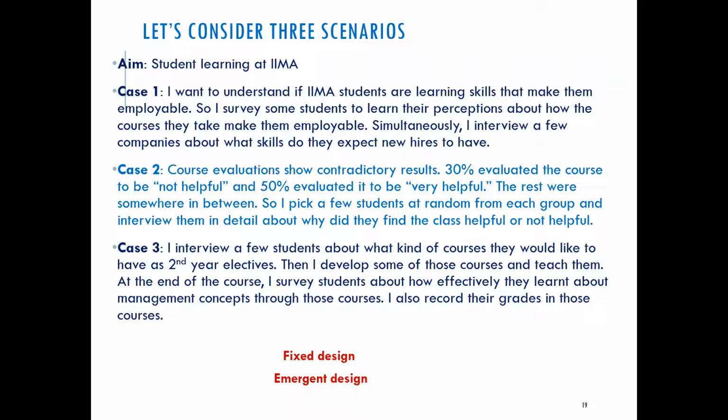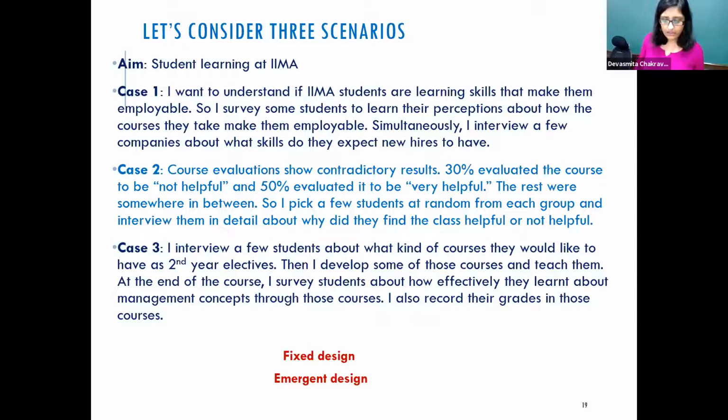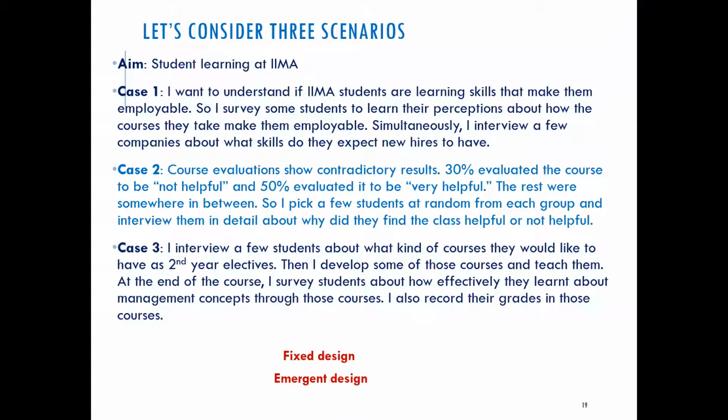So in 2, we have already decided that we are going to pick a few students at random. No, we haven't. We are picking, that is okay. It's not decided. No, because I didn't know the results of the survey. Of the course evaluation.